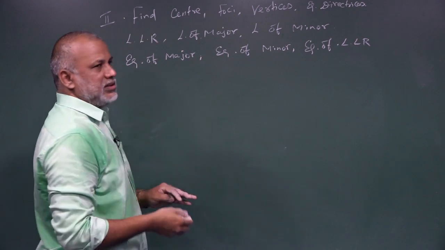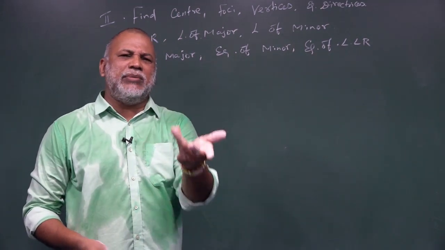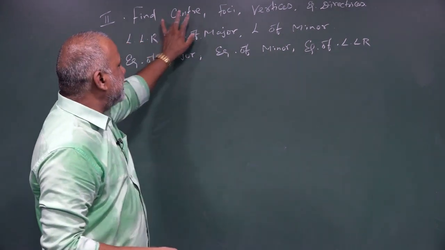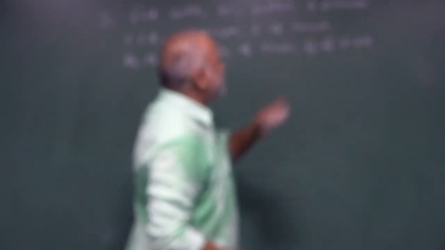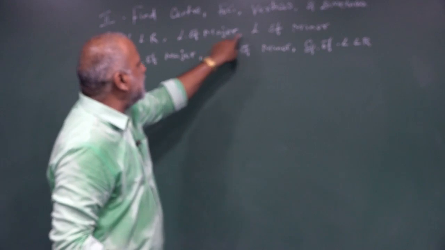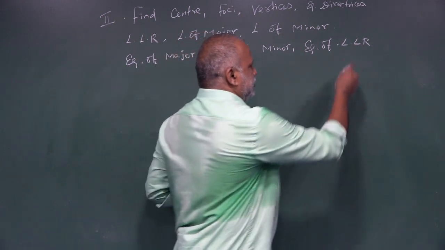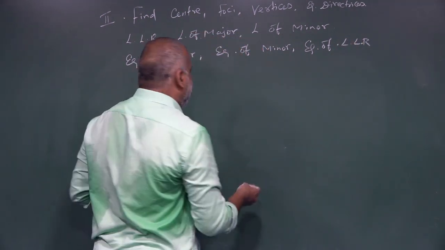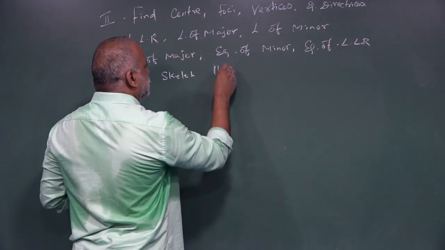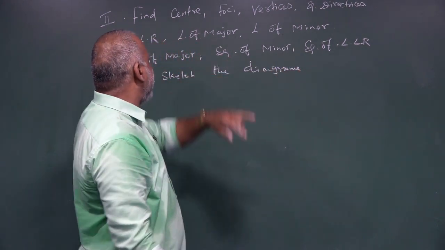These are the concepts we discussed so far. In number 1 example, I am taking all the concepts. But in your question, maybe only a few data will be asked. So I am giving all the explanation. See, center, foci, vertices, equation of the directrices, length of the latus rectum, length of the major, length of the minor, equation of the major, equation of the minor, equation of the latus rectum. So all the data. And one more question may be asked: sketch the diagram also. So draw the diagram. It may be asked like this.